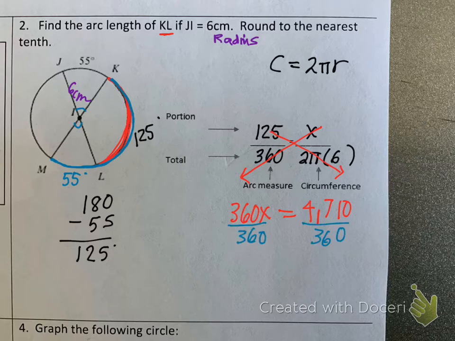We're going to round to the nearest tenth, it says. So dividing by 360, I get approximately 13.1. So that means arc length KL is approximately 13.1 and the units is centimeters.